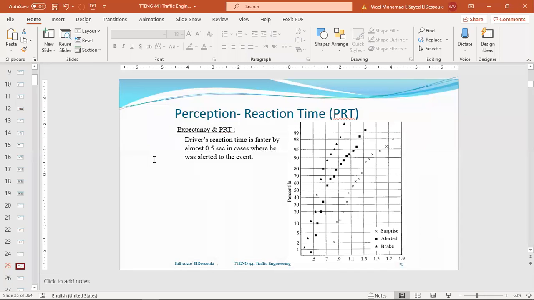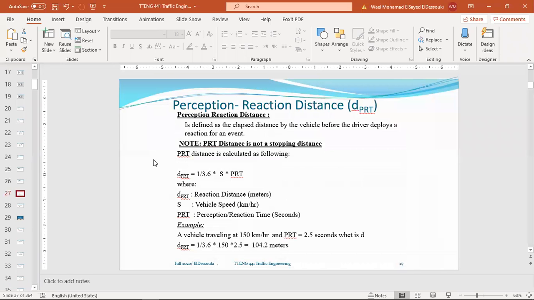And here, that's the expectancy. And you see the cross, that's the perception reaction time on surprise, and whether they are surprised, alerted, or braking. The perception reaction distance is basically the distance elapsed during the perception reaction time, and this varies by speed. As the speed increases, the perception reaction distance increases.